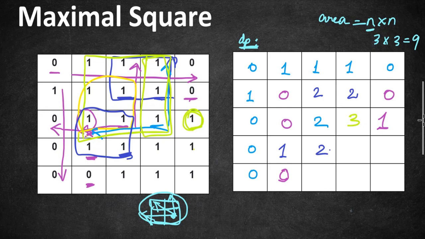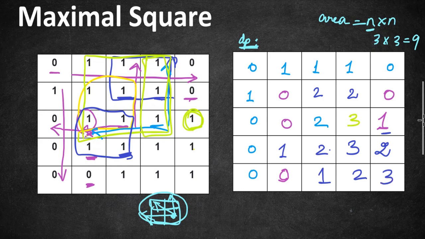So here, if you see which is the minimum value out of these three, 2 is the minimum value. So we are going to update 3. Here, the minimum of these three values is 1, so 1 plus 1 is going to be 2. And the same way, the minimum of these three is 0, so I'm going to update 1. The minimum of these three is 1, so I'm going to update 2. And the minimum of these three is 2, and I'm going to update 3.